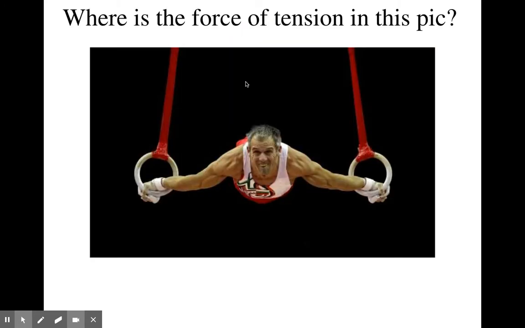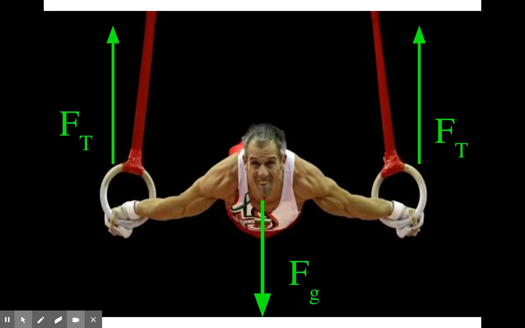So, where in this force diagram is there tension? Well, you're probably thinking to yourself, it's either on the body or on the ropes. So, what do you think? Take a guess. Well, if you said the ropes, you're right.